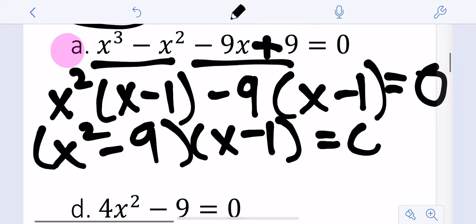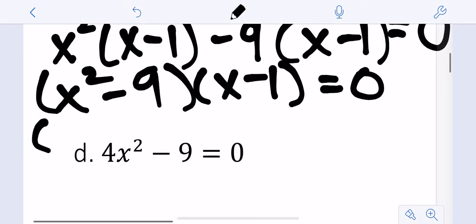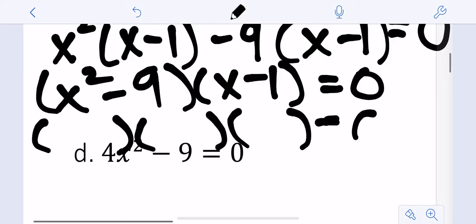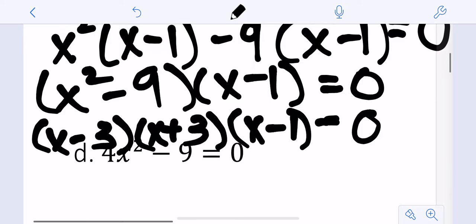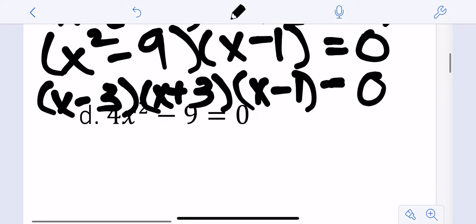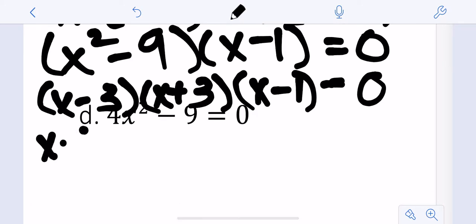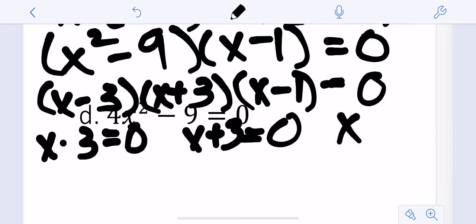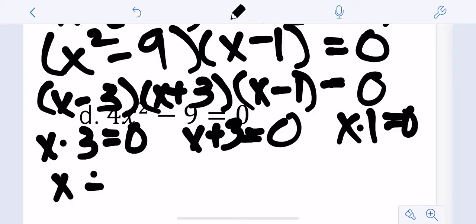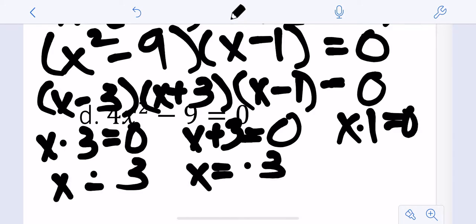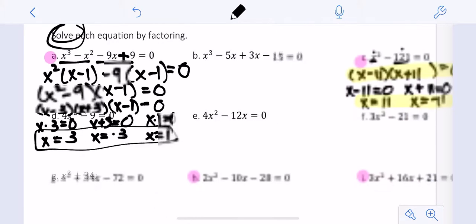Now remember, this is not factored completely. Solving by factoring, we want to factor completely. So this x squared minus 9, that's a difference of squares. So I can factor that further. So x minus 3, x plus 3. And the x minus 1 is still there. Remember that that only works for differences of squares. It does not work for sum of squares. So this is going to be each one set equal to 0 to actually solve it. And so I'm going to get x equals 3, x equals negative 3, and x equals 1. So 3 solutions there, right?